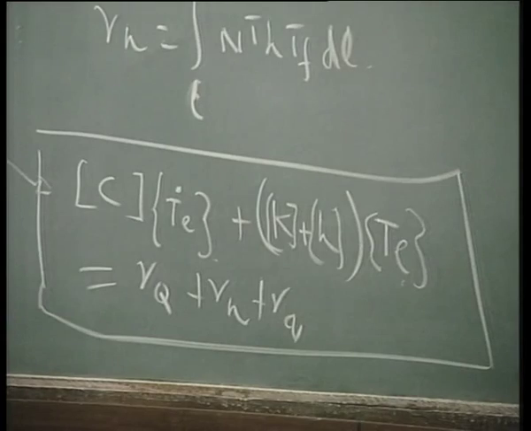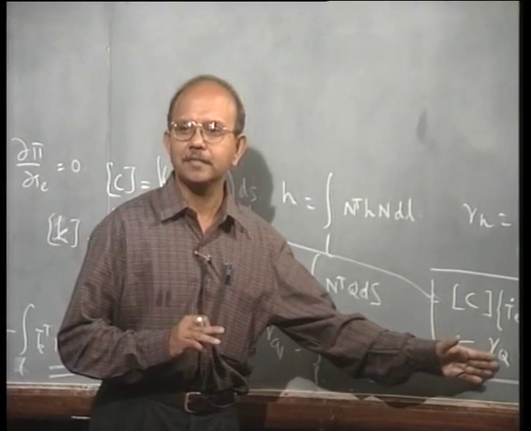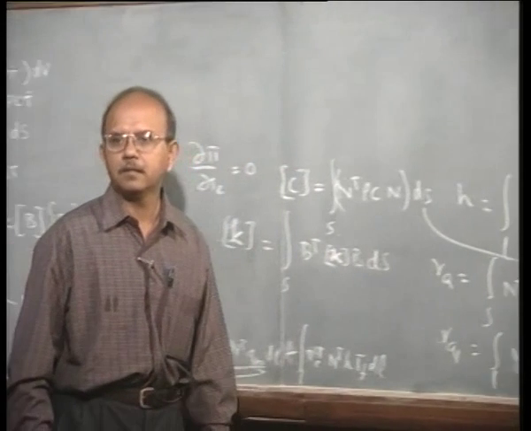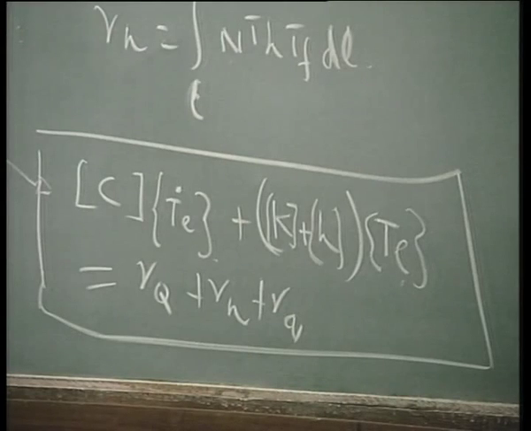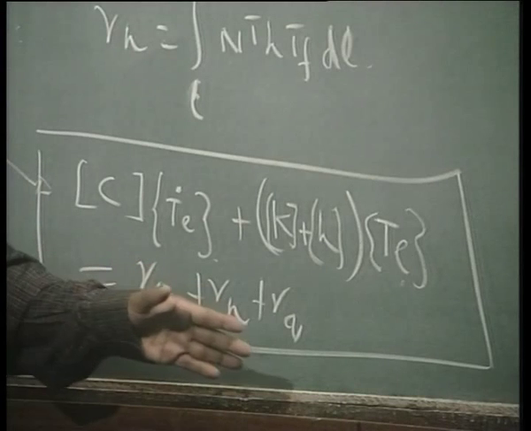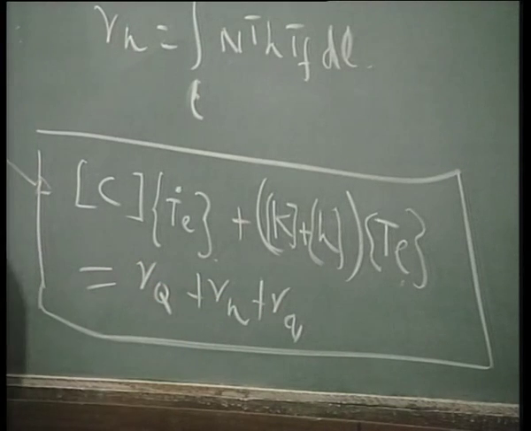Yeah? So it should be minus of RQ plus RH? No, I brought it to the right hand side. Q is considered to be positive when it flows in. I brought it to the right hand side, and hence I am writing it like this. Look at your signs.